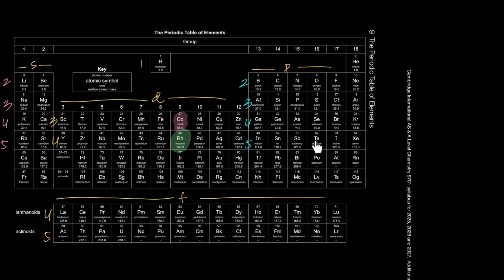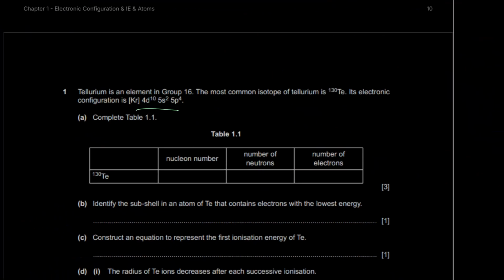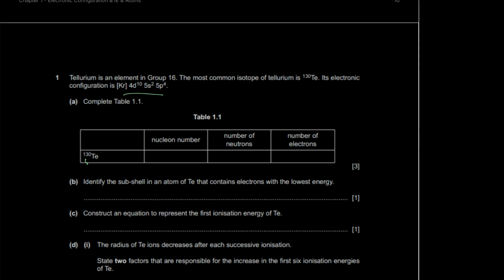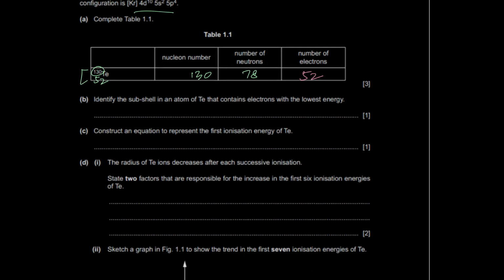So I go to group 16. Tellurium is right here. It has 52 protons. The nucleon number is the total number of protons and neutrons. That's 130. The number of neutrons, 130 minus 52. What do we get? 78. And the number of electrons for the atom, the number of protons and electrons are equal. 52. Done.